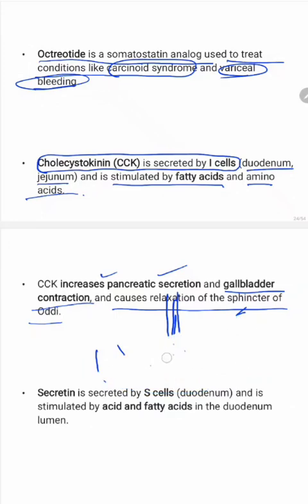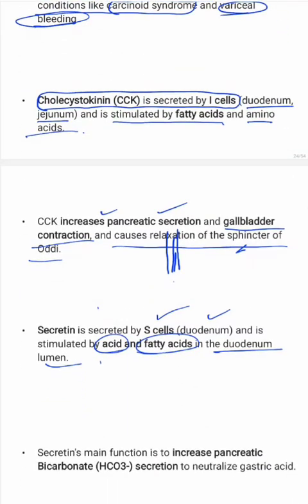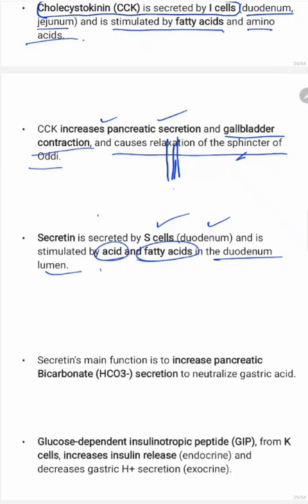Okay. Now, secretin is secreted by S cells in the duodenum and is stimulated by acid and fatty acid in the duodenal lumen. What is the function of secretin? So secretin enhances bicarbonate secretion. Okay, bicarbonate secretion into the duodenum to alkalinize the gastric acid. Secretin's main function is to increase pancreatic bicarbonate secretion to neutralize gastric acid.